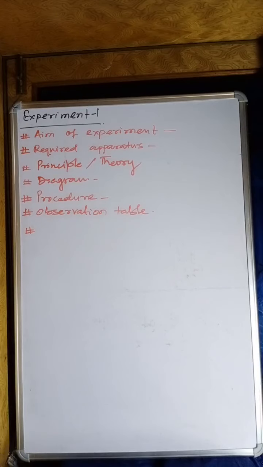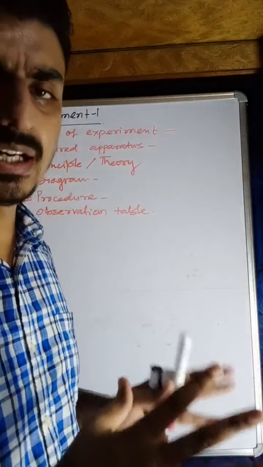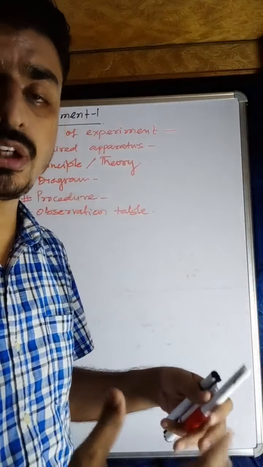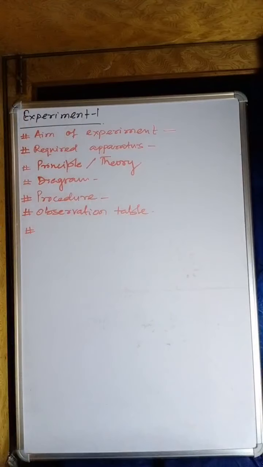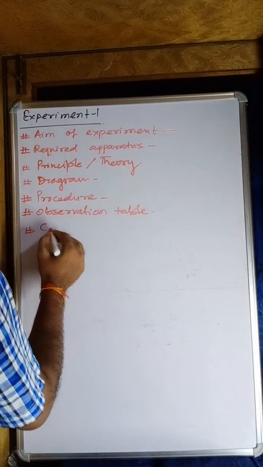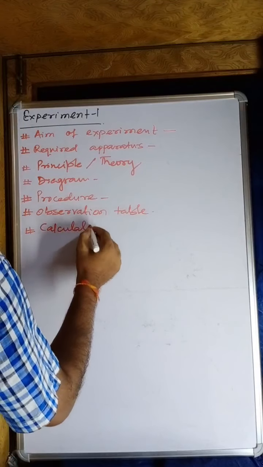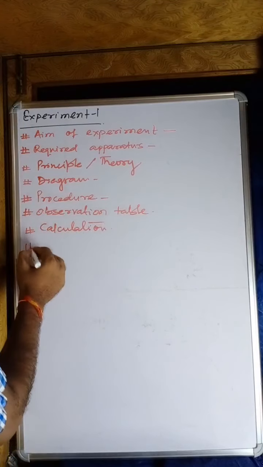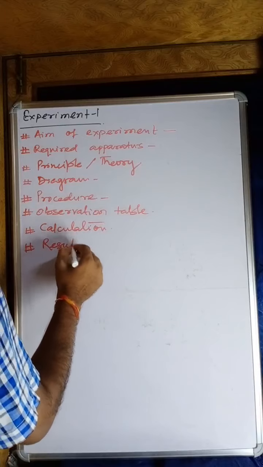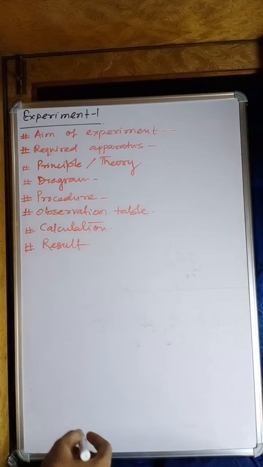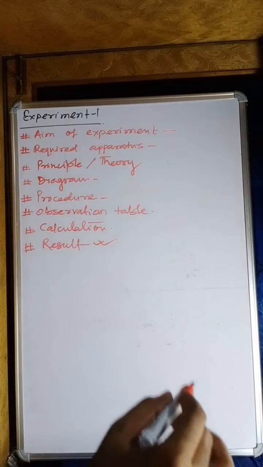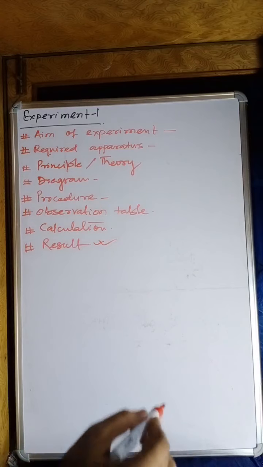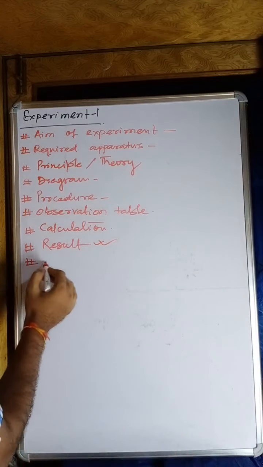Now, after you have made the observation table, what you will do is complete the observation table, and then on the basis of that observation table, you need to calculate the required value that you want. Okay, so the next will be the calculation, and on the basis of this calculation, you will get the result. Okay, after the result, this will be your experimental result. You try to give the precautions that you have to maintain while performing the experiment. So this will be the precaution.